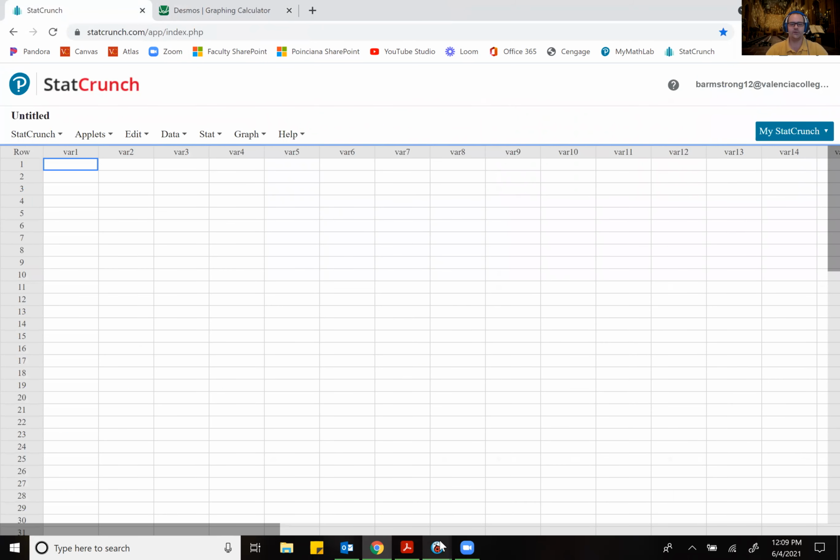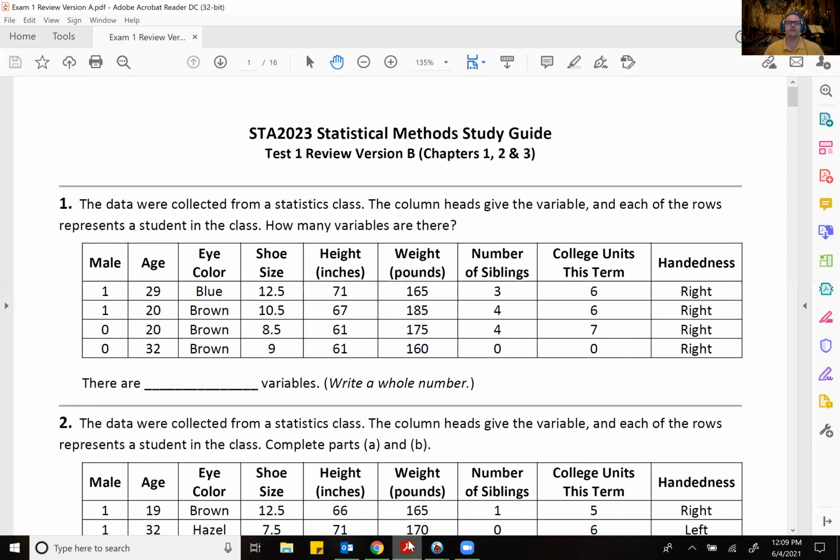All right, question number 1. And this review is 25 questions. Here we go. So question number 1 says, how many variables are there? Nine. I agree. There are 9 variables.